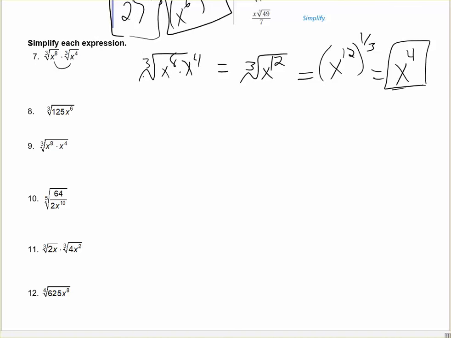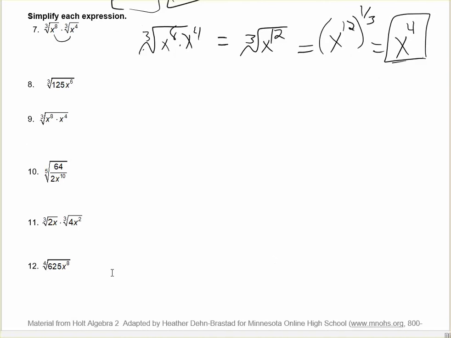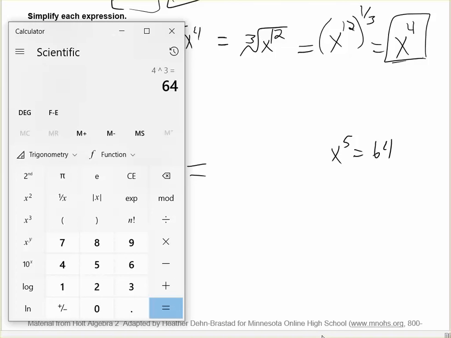Let's also look at number 10. This one has a denominator. So I'm going to rewrite this as the 5th root of 64 over the 5th root of 2x to the 10th. And now I'm going to write these with rational exponents instead. Actually, for the 5th root of 64, I'm going to think about what that means. That means some number to the 5th power is equal to 64. Let's see if we can figure out what to the 5th power is equal to 64, if there is one.